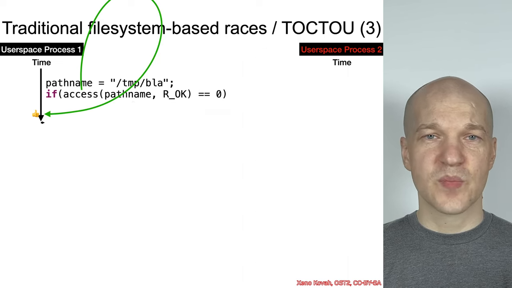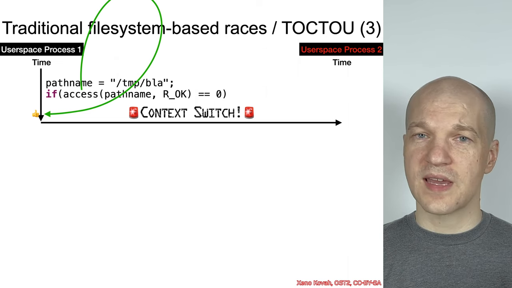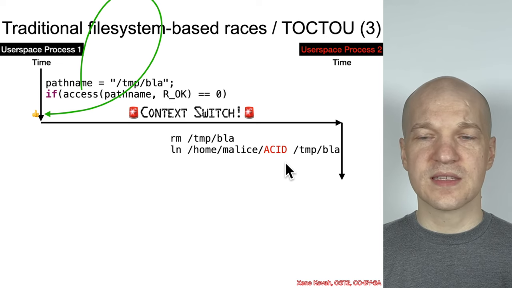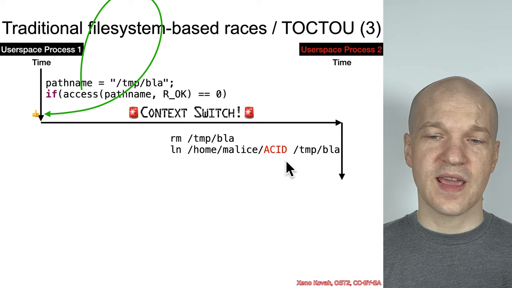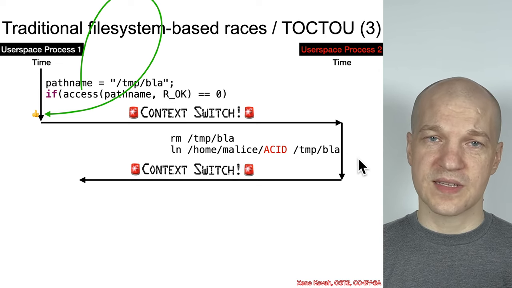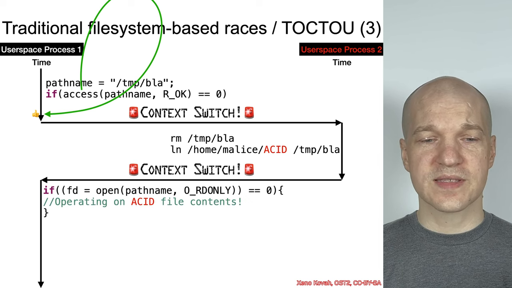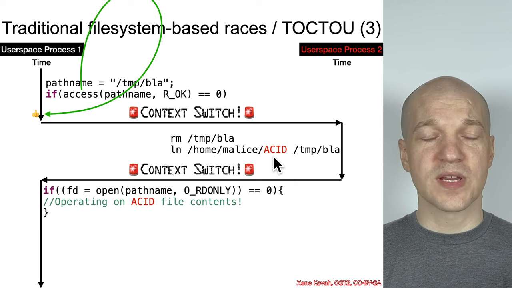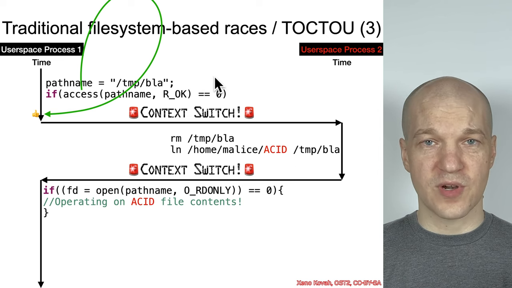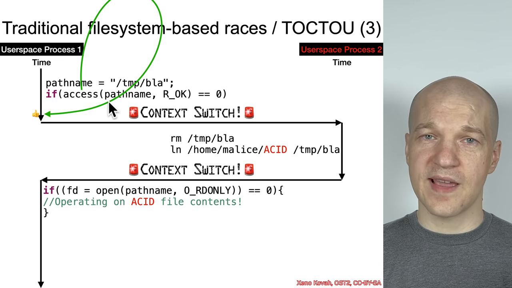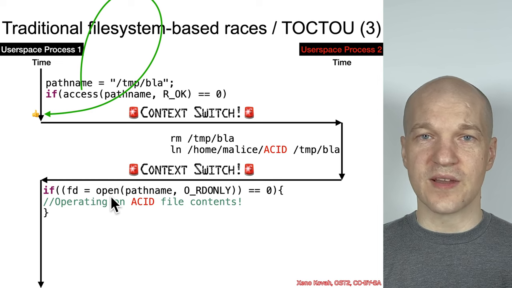yes, it's all good. But then a context switch occurs, and an attacker running elsewhere on the system might remove /tmp/blah, and then link it with an ACID file, and have that ACID link be named /tmp/blah. Then, when the context switches back to the first process, it will open the pathname, but it turns out that now it is operating on ACID instead of the original temporary file that it expected.